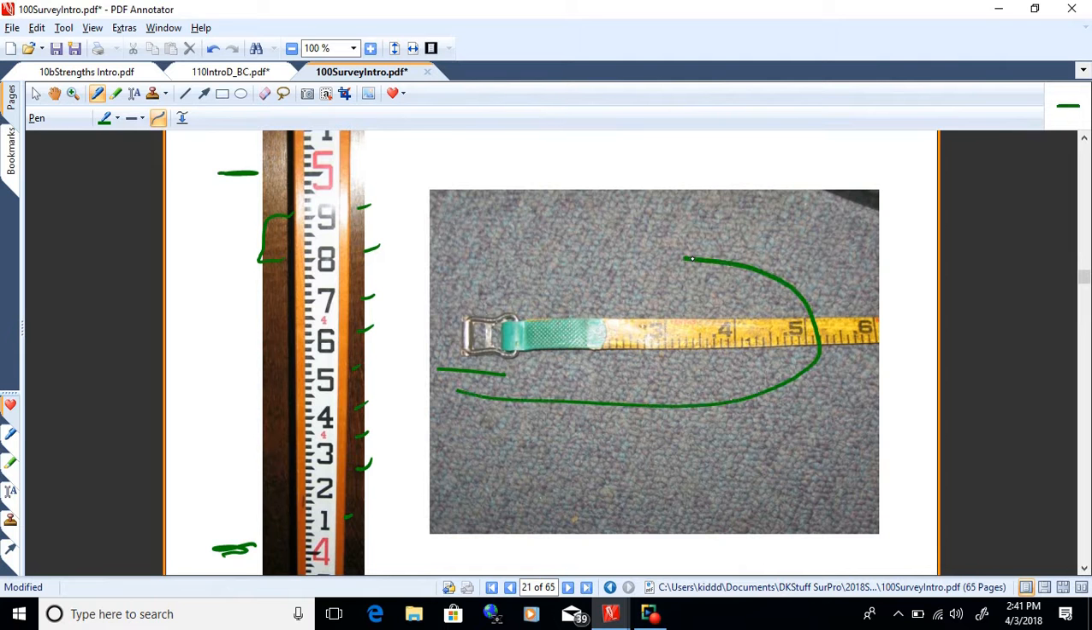Same thing here. Here's a tape. Hard to see, but if you look at 4/10 and 5, there's 10 marks between 4 and 5. That's not an inch. That's 1/10 of a foot, okay? So that's how that goes.